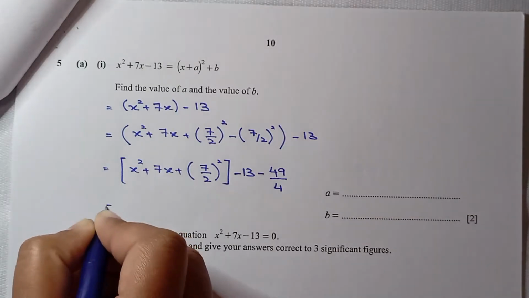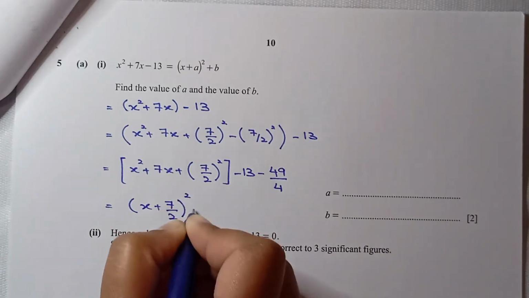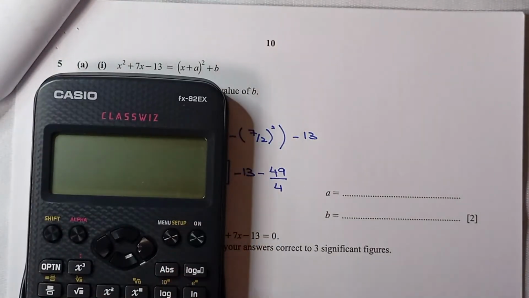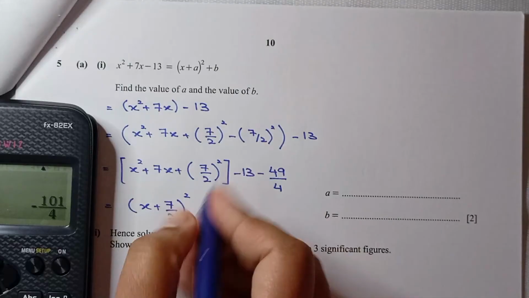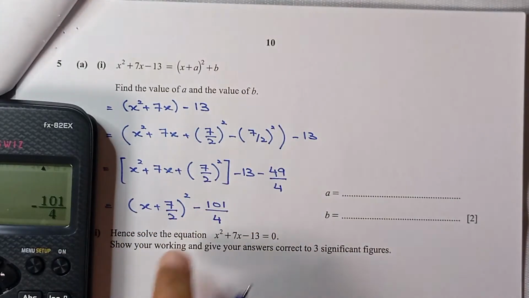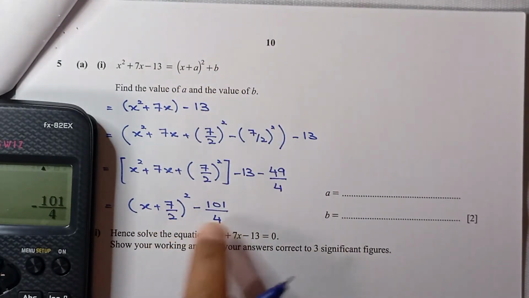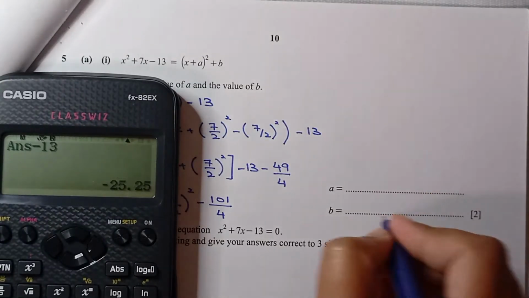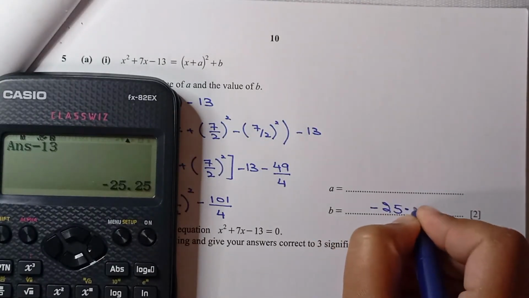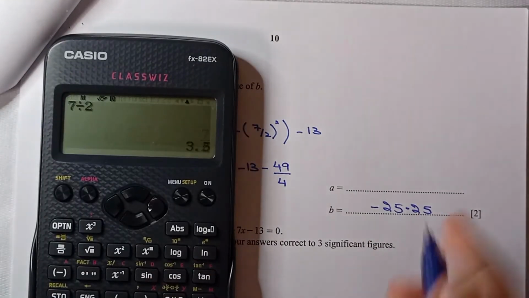So for this simplification, this is x plus 7 by 2 whole square, and what is this? We have negative 49 divides 4 and then negative of 13. This would be minus 101 by 4. And then we have comparing it with the x plus a whole square plus b. So this is a and this is b. In terms of decimal, the b would be negative 25.25. And what is a? 7 by 2. 7 divides 2 would be the a, that is 3.5.